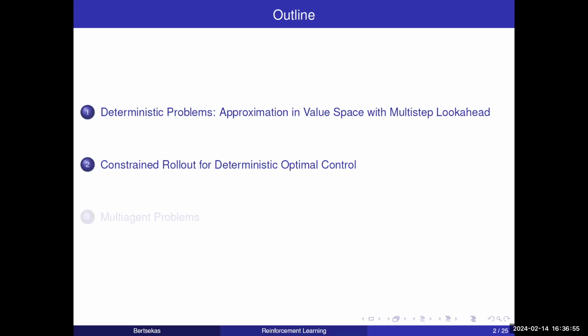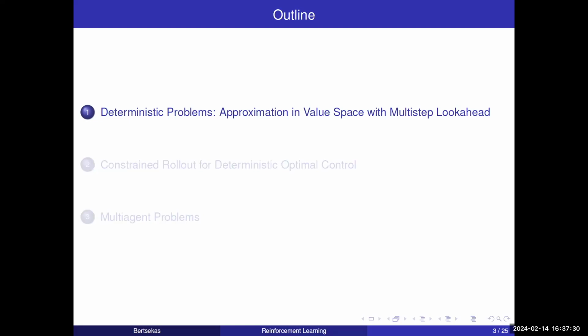Next, we're going to look at constrained rollout for deterministic optimal control. We're going to look at cases for problems where certain trajectories are either not acceptable or not admissible for whatever reason, and how they apply to discrete optimization problems. And then we're going to take a break. And then in the last part of the lecture, we're going to talk about multi-agent problems and a reformulation of a general problem so that it can handle multi-agent constraints.